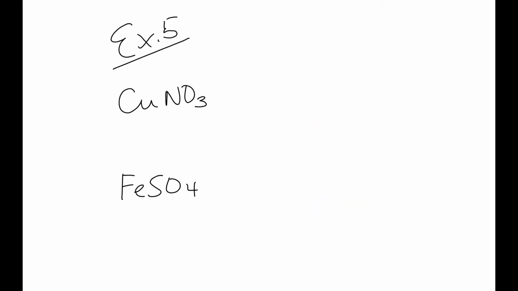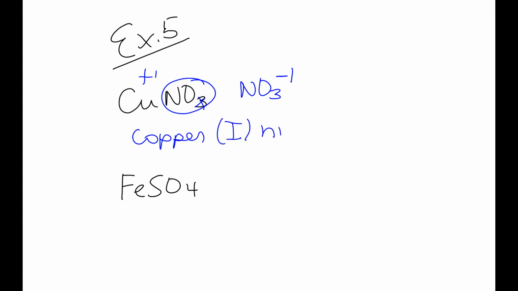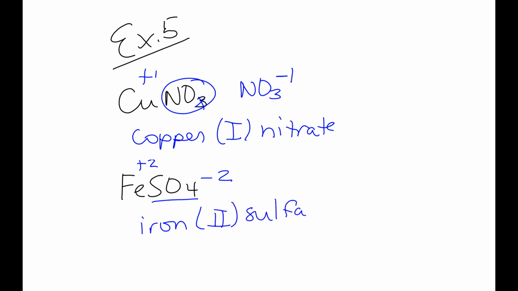Okay, let's look at these two. Now there's no parentheses. So when you see no parentheses, do not use that 3. That's not it. This is NO3, and it has a -1 charge. That means the copper is going to have a +1 charge. So this is copper 1 nitrate. So whenever you have no parentheses around a polyatomic ion, you need to find the charge on the polyatomic ion. SO4 here has a -2. That means iron has a +2. So that means this is iron 2 sulfate.